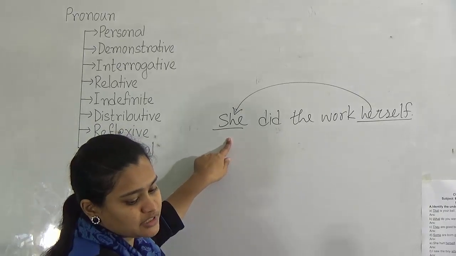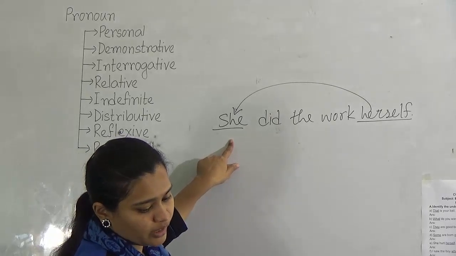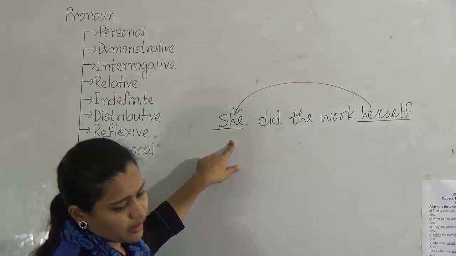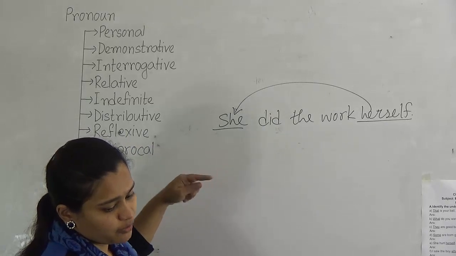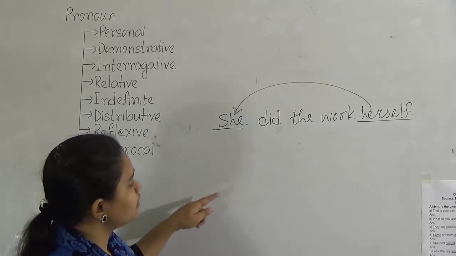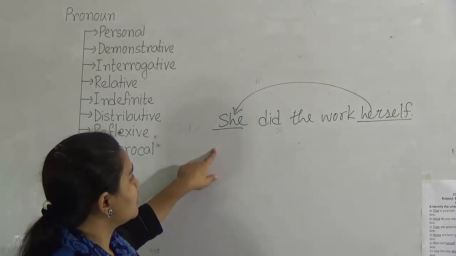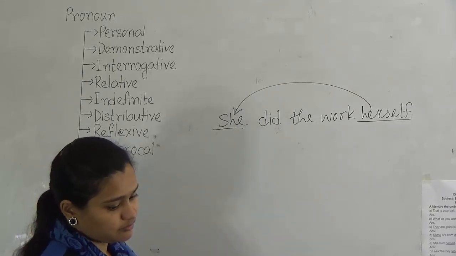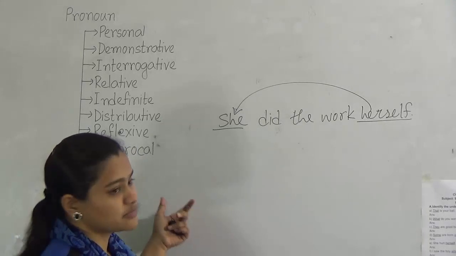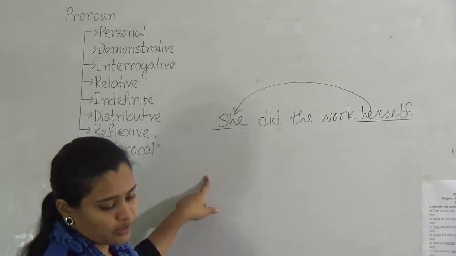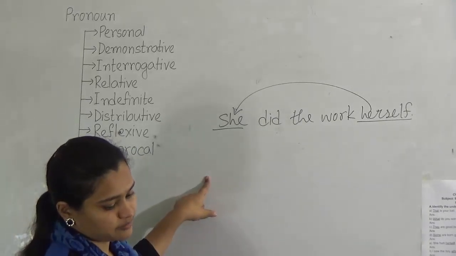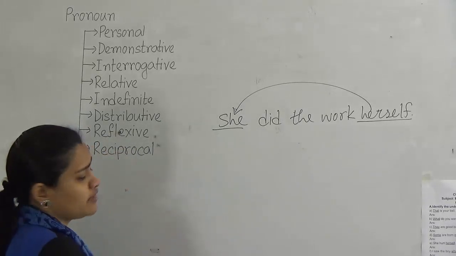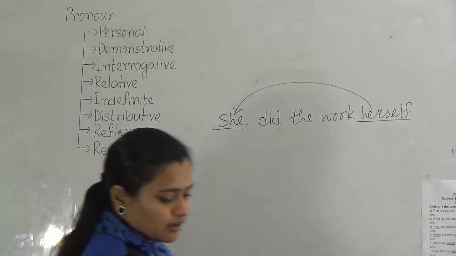And there are some singular reflexive pronouns. When you use a singular pronoun, you will add self to the personal pronoun, like herself, yourself, like this, or himself. And if you make it plural, you will add selves, and it's given in your book. So all of you will read this one.